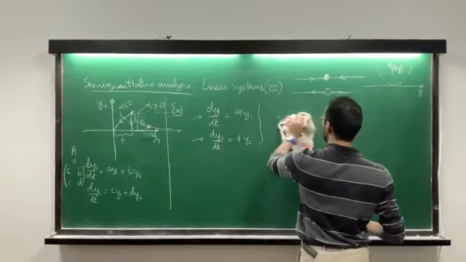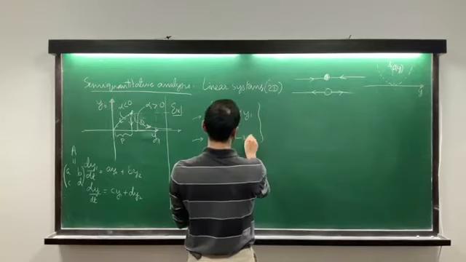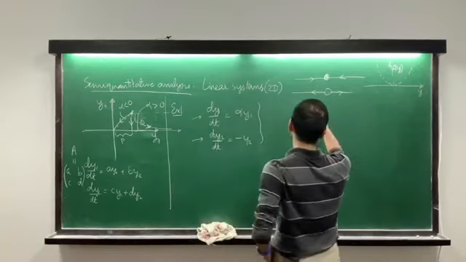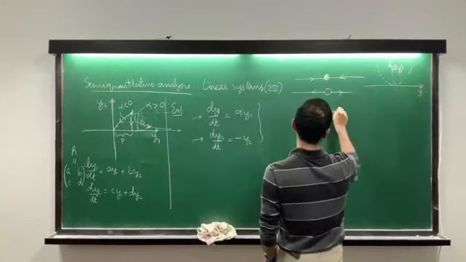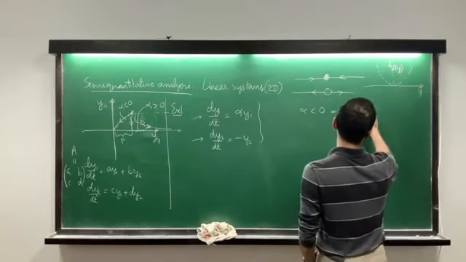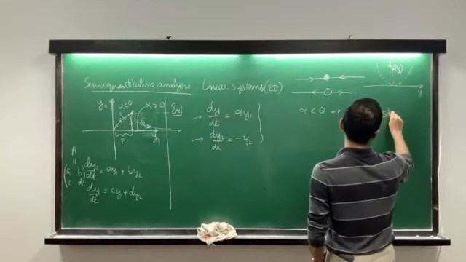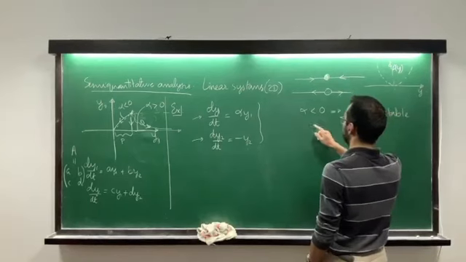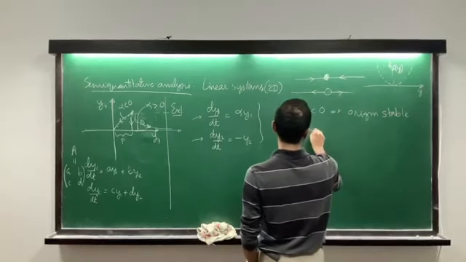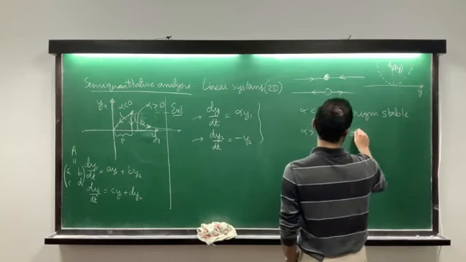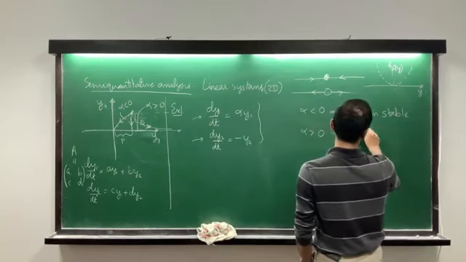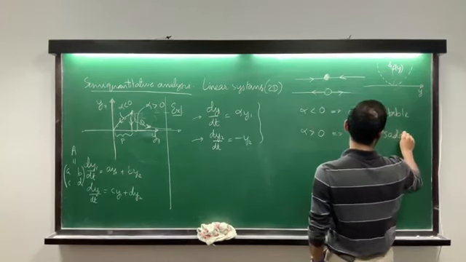Before I go there, for the negative case, let me just write it down. I didn't write it down. So for alpha less than 0, the origin, which is the only fixed point here, is stable. Okay, for alpha less than 0. For alpha greater than 0, the origin, which is again the only fixed point, is a saddle point.